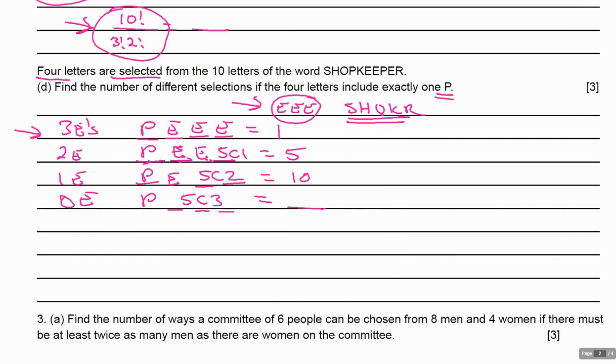So just think about it. Like I said, when you're arranging something and they're identical things, you're going to have to divide by it. When you're selecting or choosing something and there's an identical thing, then you've got to spell out every different scenario.